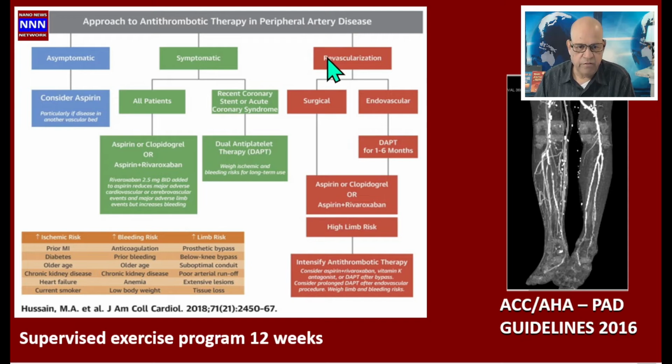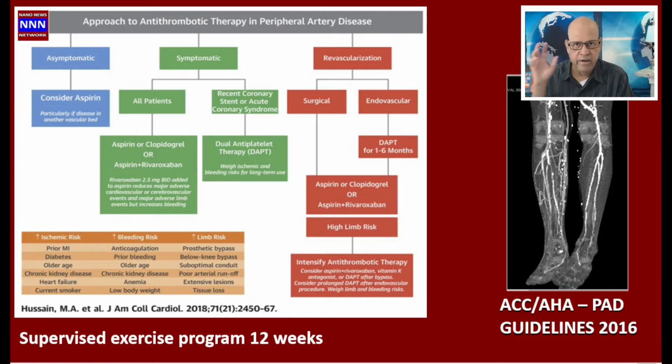If these patients are going for revascularization, surgical or endovascular, they need to be on dual antiplatelet agents like aspirin and clopidogrel for 1 to 6 months. Or they could be on aspirin and rivaroxaban. And high limb risk patients, intensive antithrombotic therapy with dual antiplatelet agents should be considered. So let's keep these things in mind.